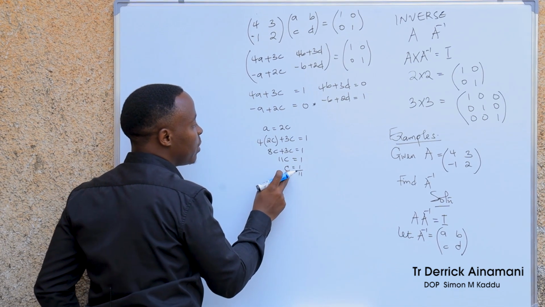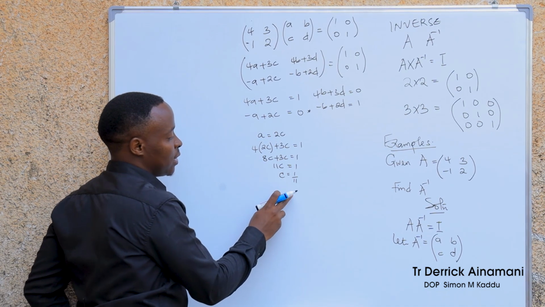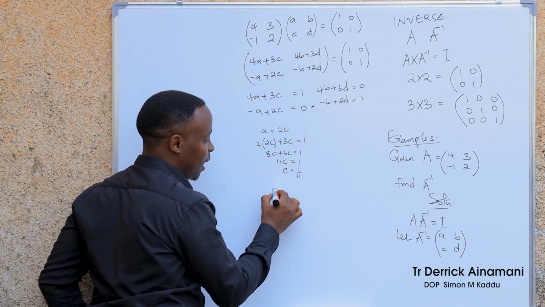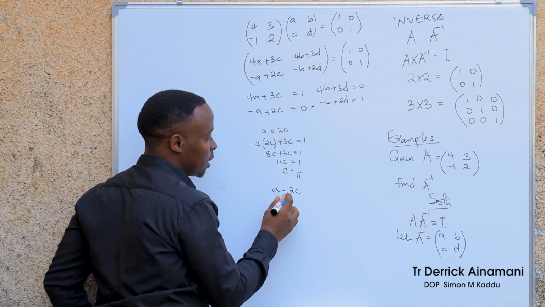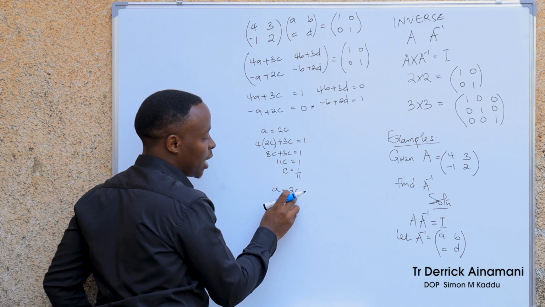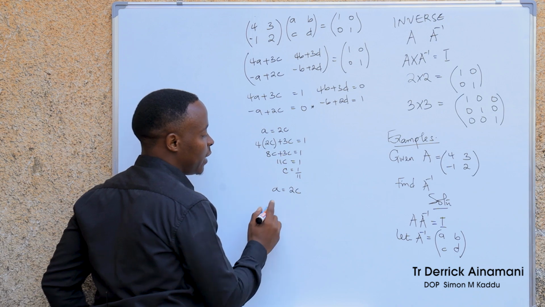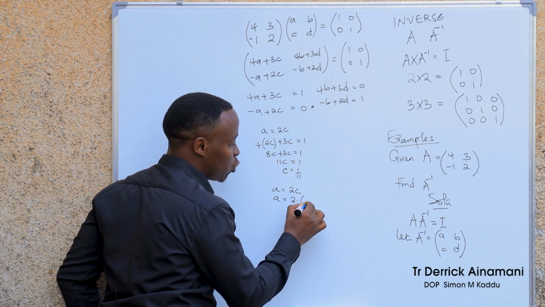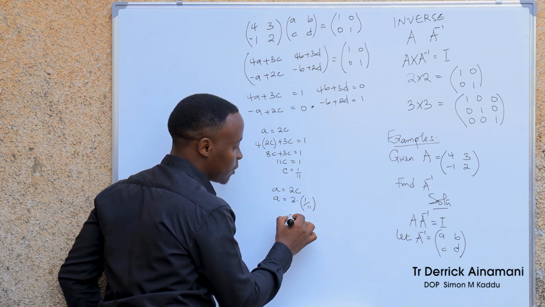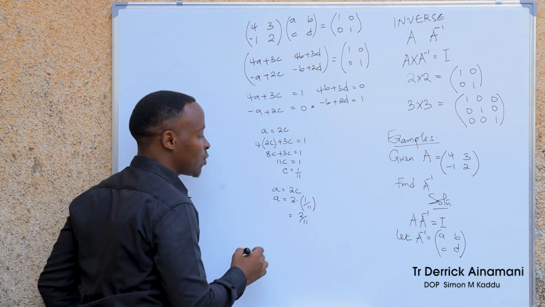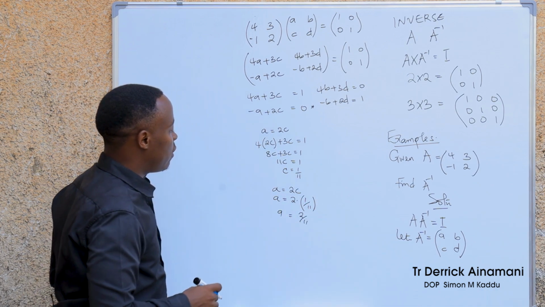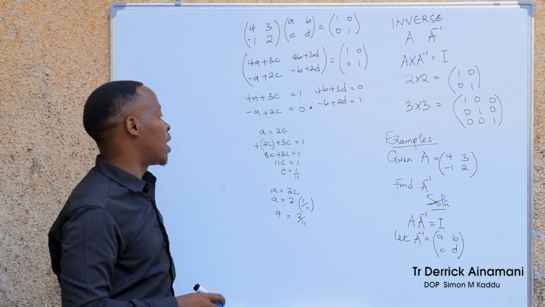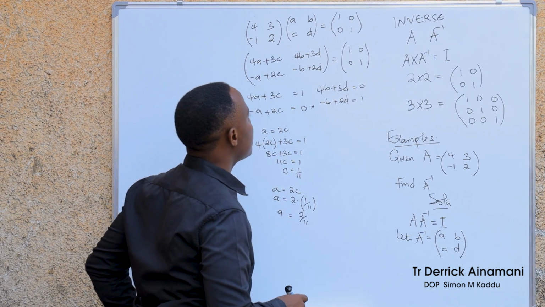Now that I have my c, it is equal to 1 over 11. But I know from here that my a is equal to 2c. So I substitute where c is, I put 1 over 11. That implies that my a would be equal to 2 into 1 over 11, which is equal to 2 over 11. So now we have my values a and c. Now let's work out b and d.